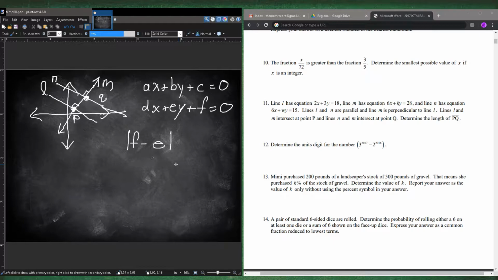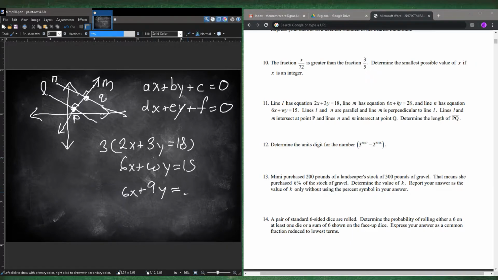So how do we do this using this explanation? Our two parallel lines are L and N. Our L is 2x plus 3y equals 18. And our N is 6x plus wy equals 15. We need A and D to equal each other, but they're not. It's 2 and 6. So we just need to scale this equation up by 3. So 3 times 2x is 6x, 3 times 3y is 9y, and 18 times 3 is 54.